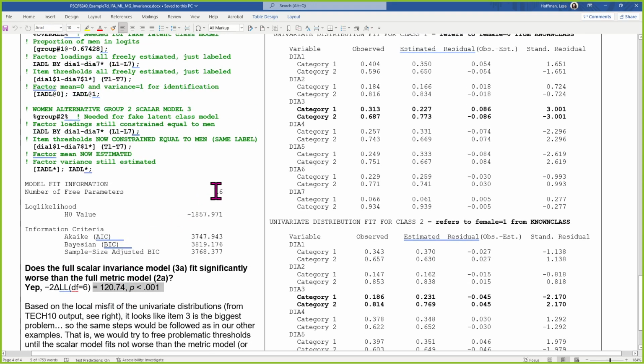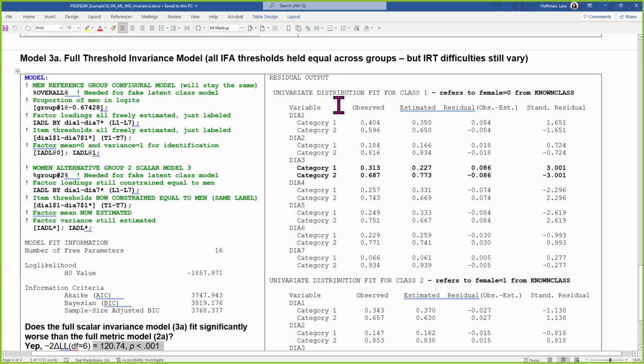What I can do, though, is start by looking at univariate misfit. So this is output that I hadn't shown yet. This is from Tech 10. And Tech 10 gives you essentially the fit to the marginal probabilities. So how many people answered 0, how many people answered 1, and then how does the model recreate that? That's what we're looking at here. And the last column is a standardized residual for how wrong the model is.